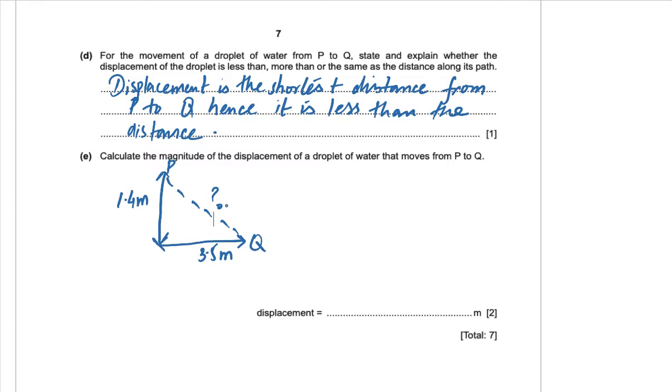Since this is a right angle triangle, we'll be applying Pythagoras theorem, which says that this side, which we are going to consider as x, squared is equal to the sum of the squares of both the sides, which are the opposite and the adjacent side. So the opposite side is 1.4, and the square of this plus the adjacent squared. Now your value for x, or for displacement, is going to be 3.8 meters.